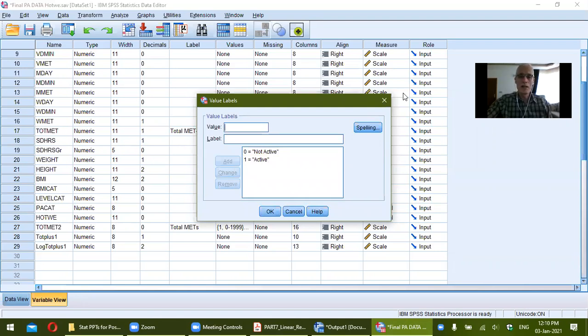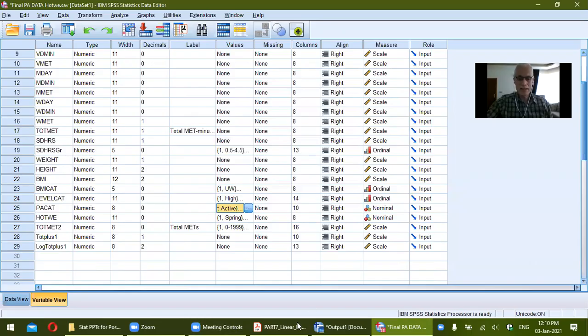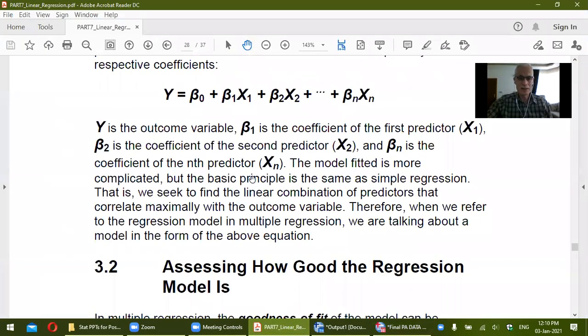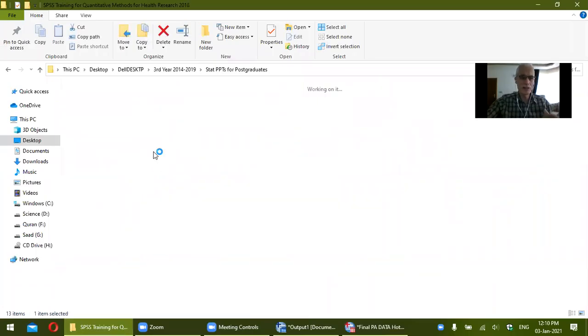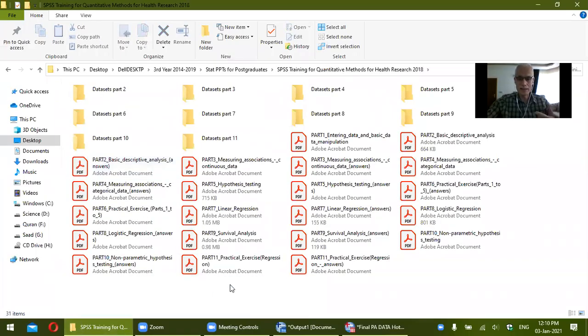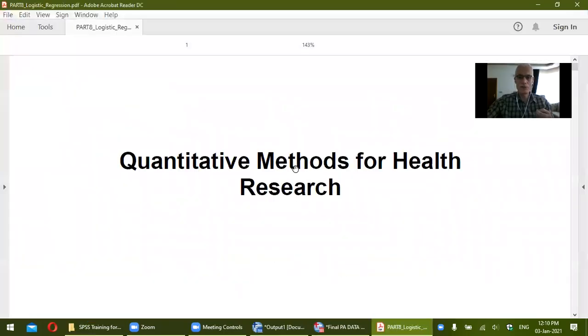Now, I think this is the PDF for the linear regression. If you remove this, the next will be the training module. I think this will be the logistic regression. So this is the logistic regression here. This is the PDF.